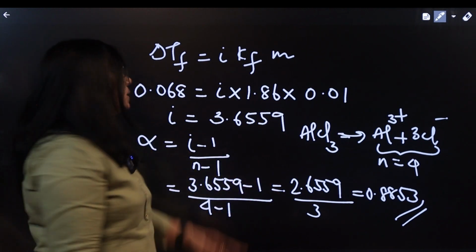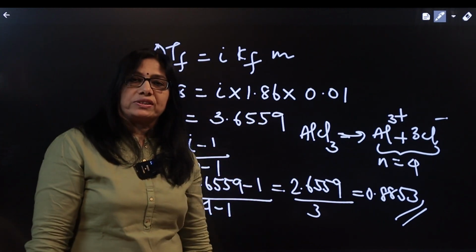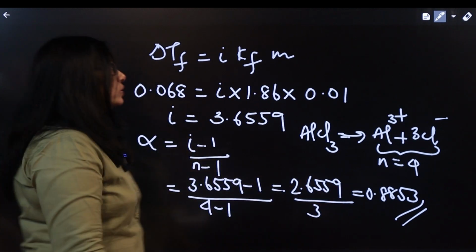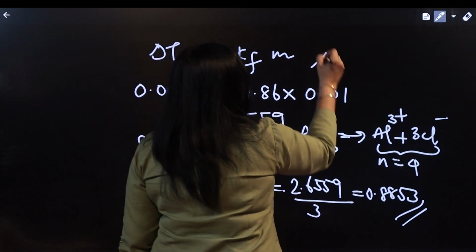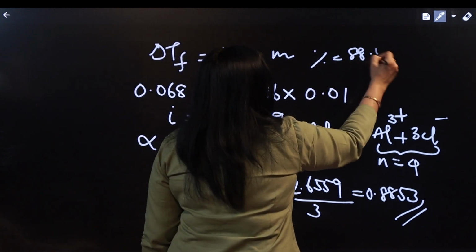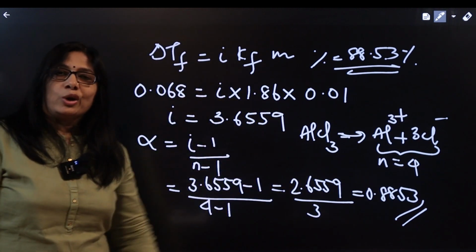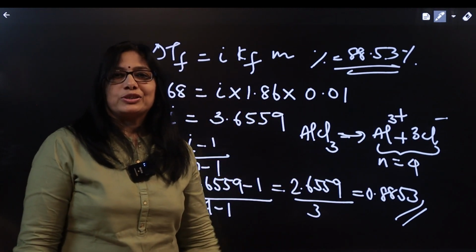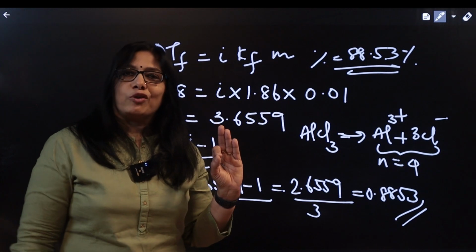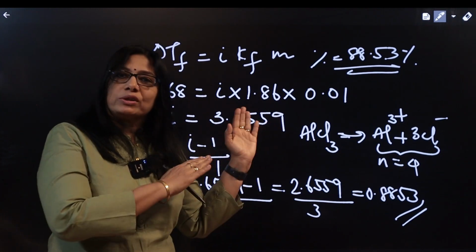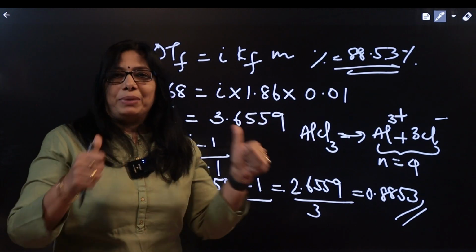So what will be the percentage of dissociation? What is asked in the question? That will be this into 100. So the percentage dissociation will be 88.53%. That is the answer. Hope this is also clear. So it is just a matter of practice. Clear? Practice all these questions very well and be ready.